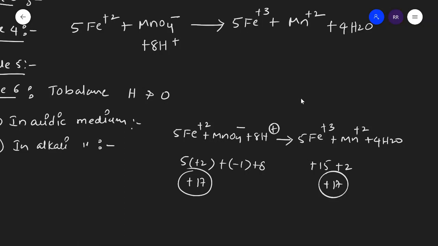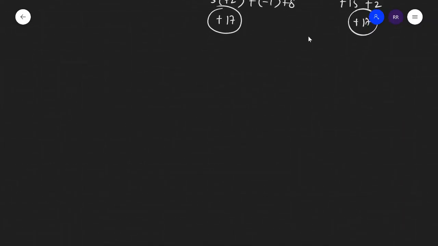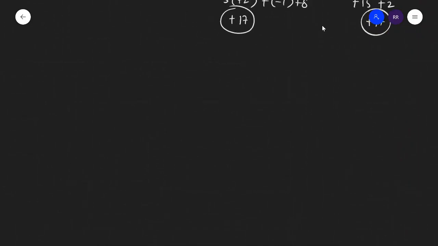So let us do one more example in basic medium. So that was the example in acidic medium. Now we should do one more example in basic medium. So here I am taking the equation I2, iodine, converting into I minus and IO3 minus in basic medium or alkali medium. So what is our first rule?